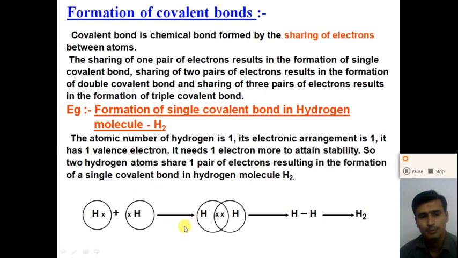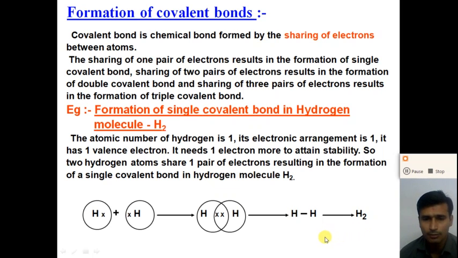Like this, suppose we consider a hydrogen atom. In the hydrogen atom, in the outermost orbit, one electron is there. The electron is indicated by this type of cross. We take another hydrogen atom. In this hydrogen atom also one electron is there. So by sharing the one electron, both the hydrogen atoms form a covalent bond between these two hydrogen atoms, right? The single covalent bond between the hydrogen atoms, and the hydrogen molecule forms, right?